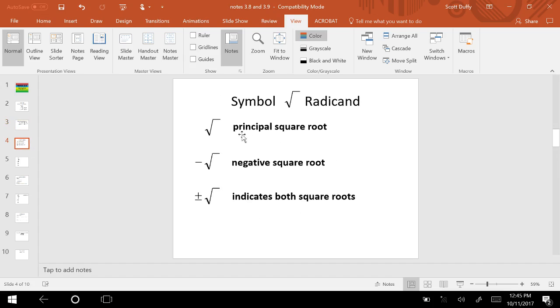Now there are 3 different ways that we can ask for a square root. We can just ask for the principal, which is the positive version of the square root, like the square root of 25 was 5. Or we can ask for the negative square root, in this case negative 5, or we can ask for both, the positive and the negative version.